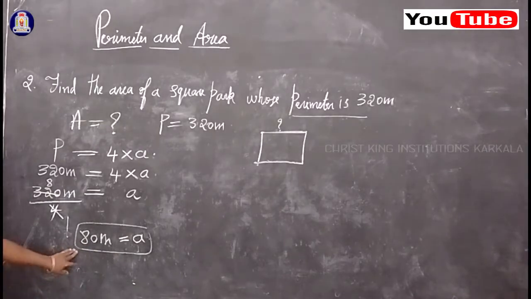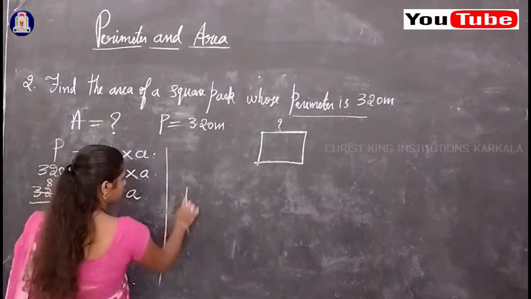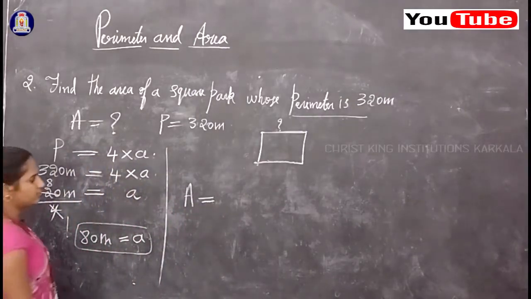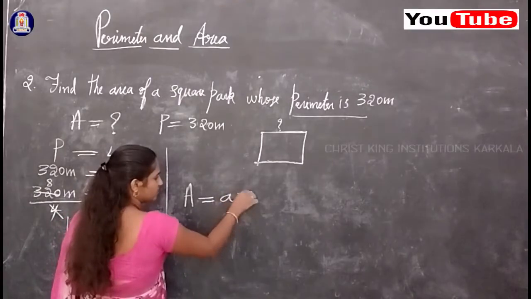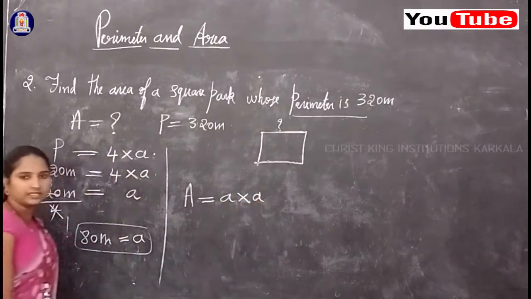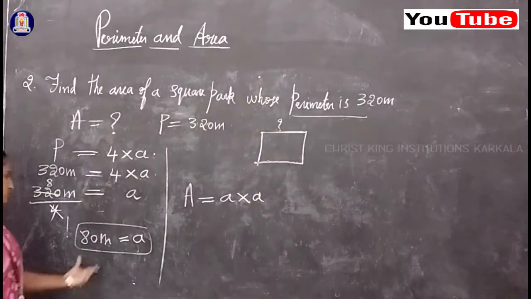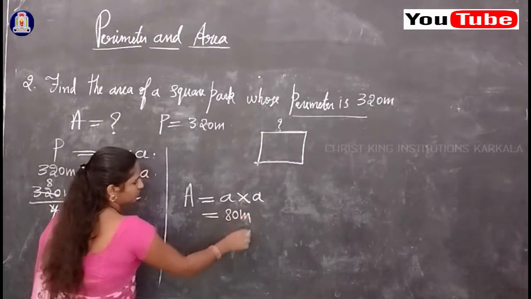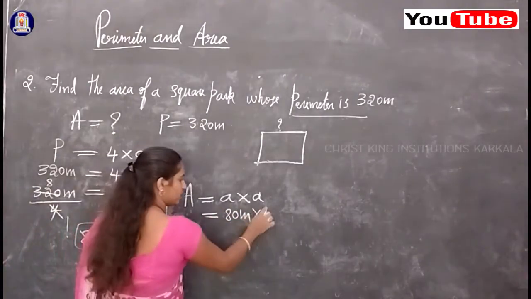Now if you know the side, you can find the area of a square. Okay, we'll find the area of a square. So what is the formula? Formula is side into side, A into A. So just now we got side is 80 meter. A is 80 meter into 80 meter.